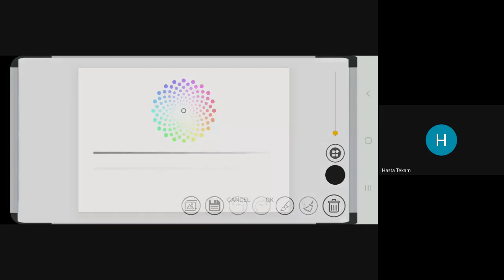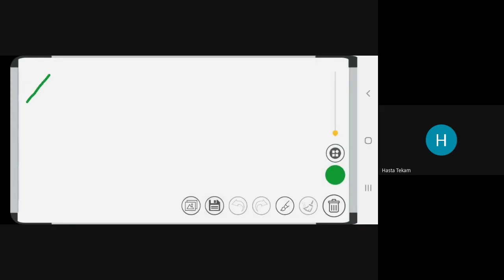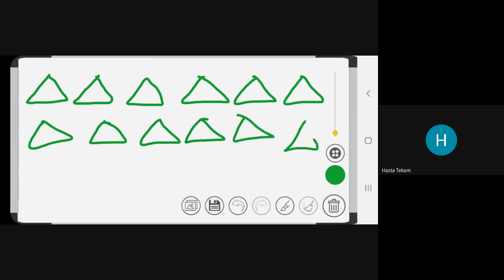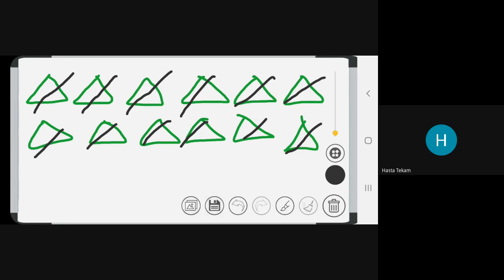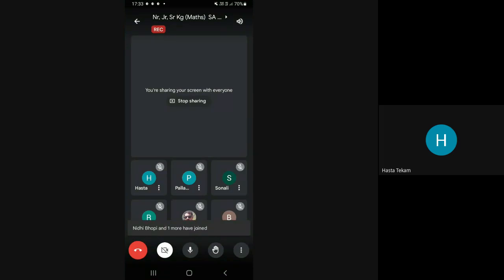Next, I am going to draw some triangles. So there are triangles. We will count them. How many are there? And we will write it. 1, 2, 3, 4, 5, 6, 7, 8, 9, 10, 11, 12. Okay, this is 12 triangles. Like this, we are going to solve our next sheet. Just do the counting, no writing for the nursery, okay? Just do the counting.